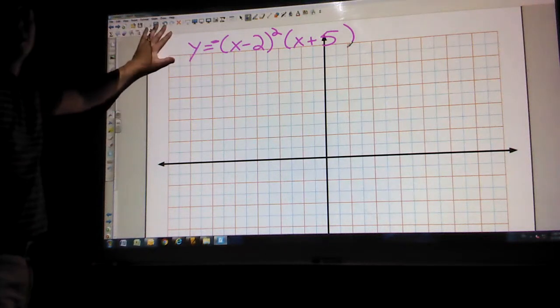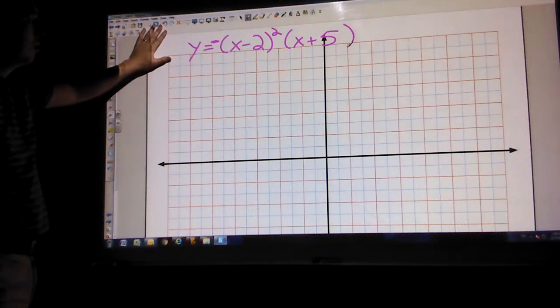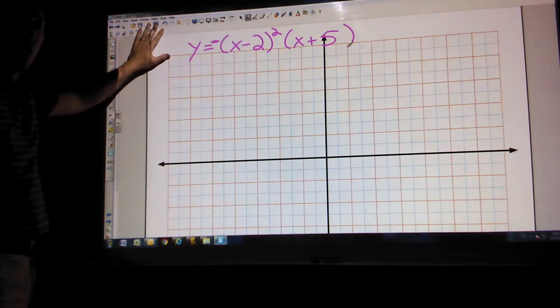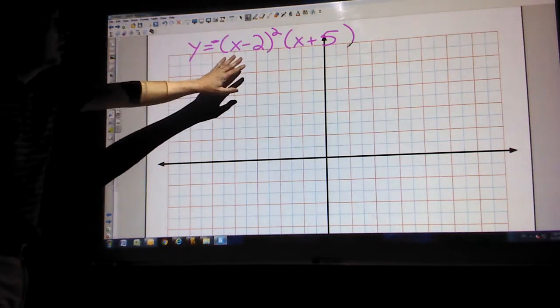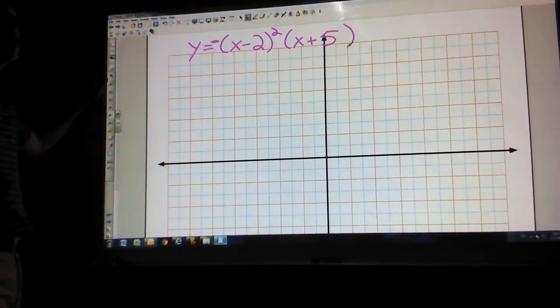All right, sketching polynomial equations. Okay, sketching it. First, the easiest type is when we have parentheses. So I'll show you two examples of what we have in parentheses.